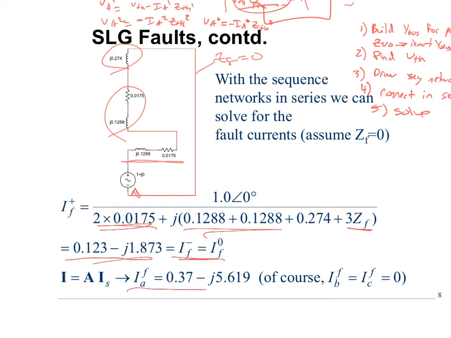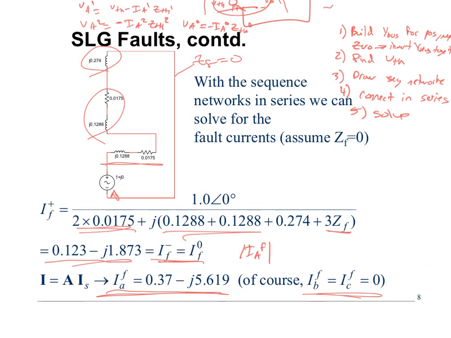When I plug that in, here's the current you get for IF. You can check, but you'll see that IB and IC equal 0. So this is the actual current, magnitude and real and reactive part, right, of the current. What is usually more helpful is to solve for the magnitude of current. I don't really care what the angle is. I really only care what the magnitude of the current is. Questions on how to do single line to ground faults?